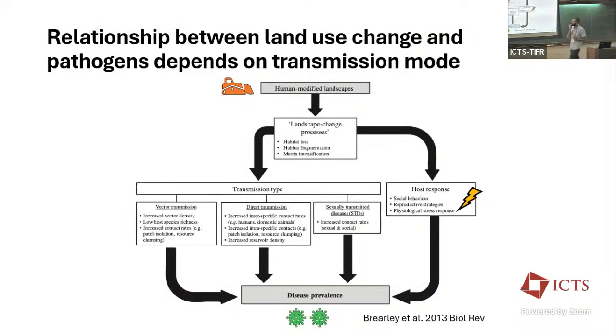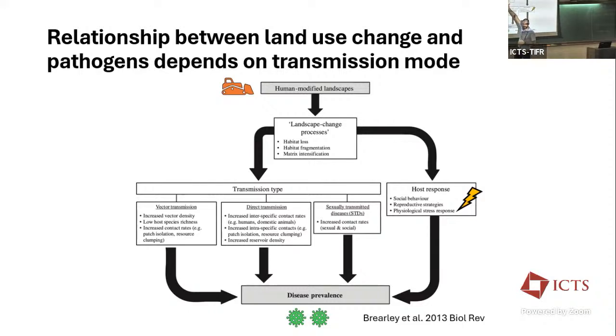And we can think of land use change and pathogen shedding. The effects of stress may depend on the pathogen transmission mode, right? So you might have, it's hard to read this, I'm sorry if the text is small, but it says here at the top, human modified landscapes and landscape change processes like habitat loss, habitat fragmentation, matrix intensification, like increasing the edge of habitats in a landscape.